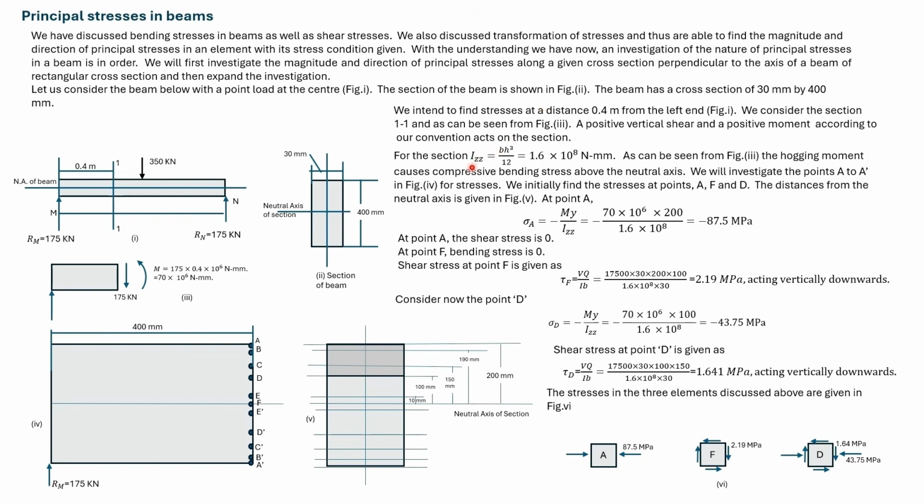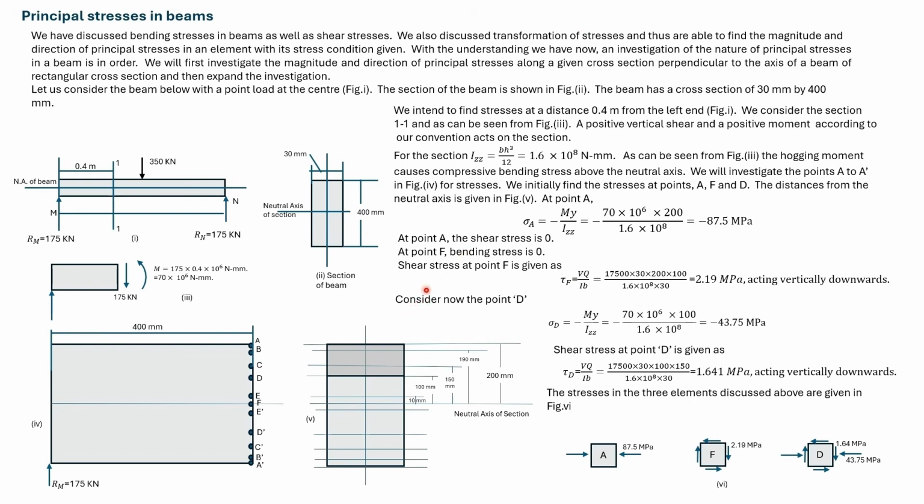This is the IZZ determined. We find out the stress at point A using this moment. The stress is compressive. At A, the shear stress is 0. At F, the bending stress is 0. Using this value as V, we find out the shear stress at F.